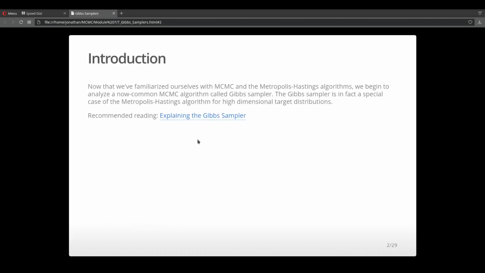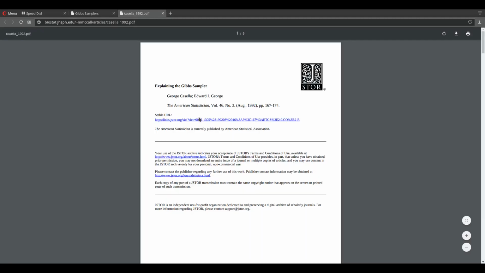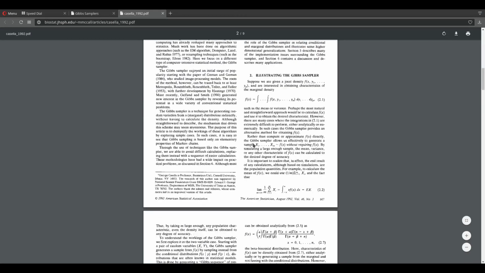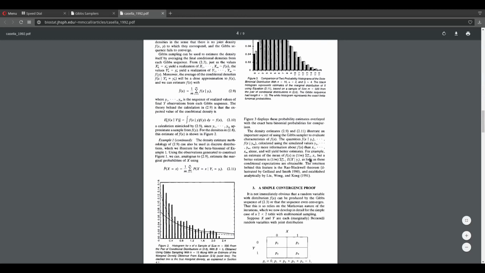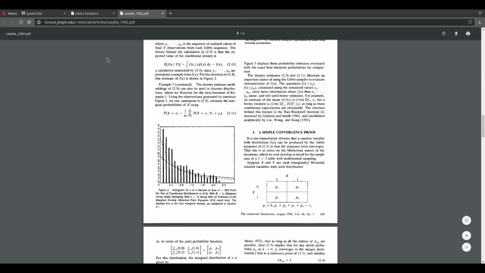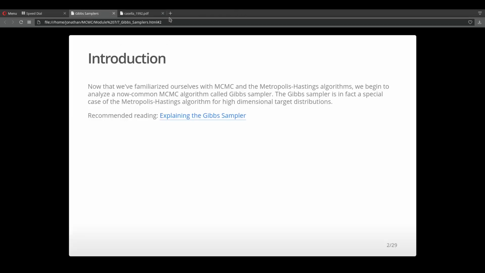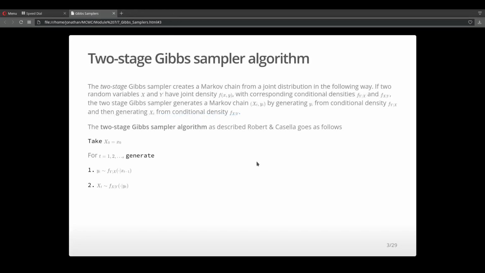The Gibbs sampler is really just an extension of the Metropolis Hastings algorithm, and there's actually a great paper out on the Gibbs sampler by Gisela. I really recommend that you read it. If you don't understand all the math, don't worry about it. I'll try to explain most of the fundamental concepts in this lecture. So let's continue. Let's start with the two-stage Gibbs sampler.